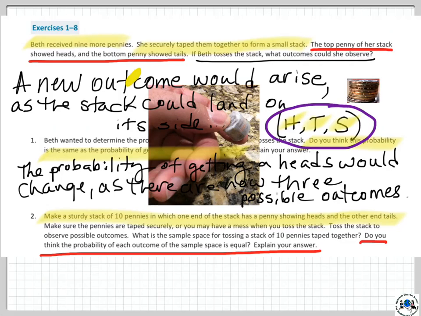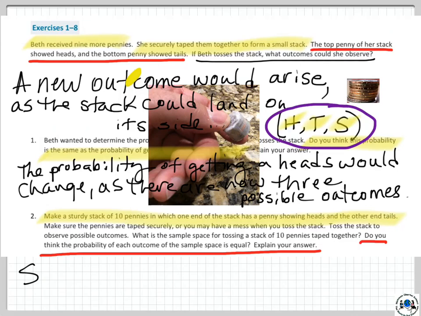Anyway, on the question of whether the probability of each outcome of the sample space is equal, I said no, I didn't think so, just because I thought there would be a tendency toward the side. I was thinking about the cup. I don't know if you remember we tossed that cup, and boy oh boy, it ended up on its side more often than on its head or its tail, or top or bottom. So I was thinking about that, and I thought the relative frequency, or the probability, of the side outcome would be greater.